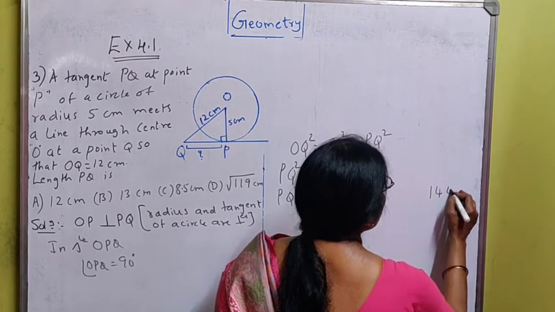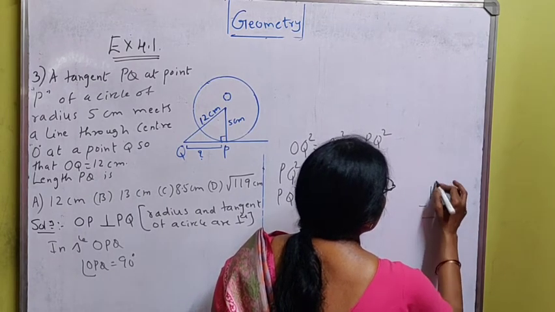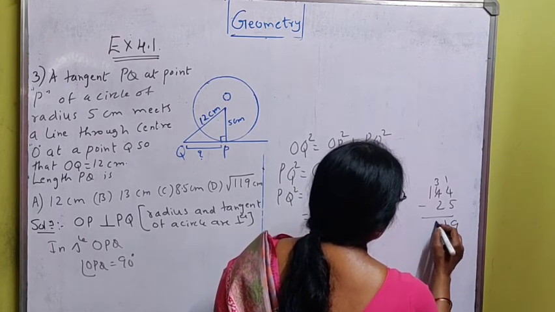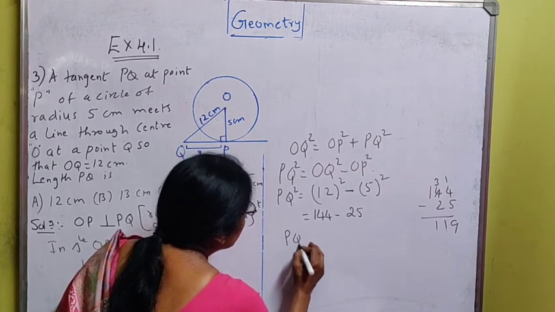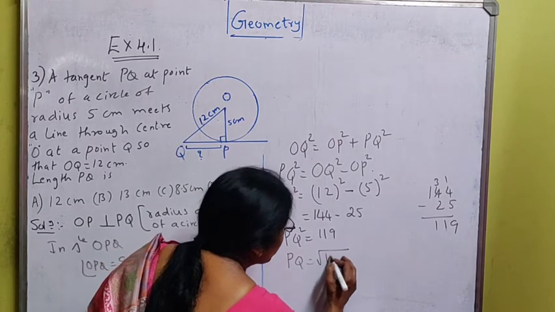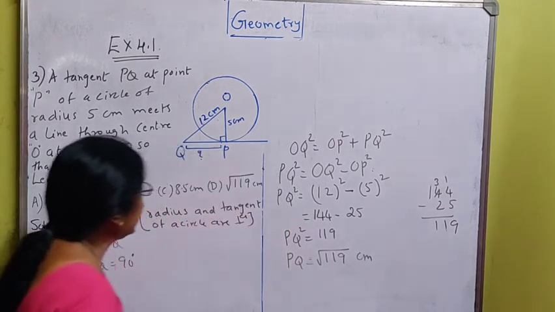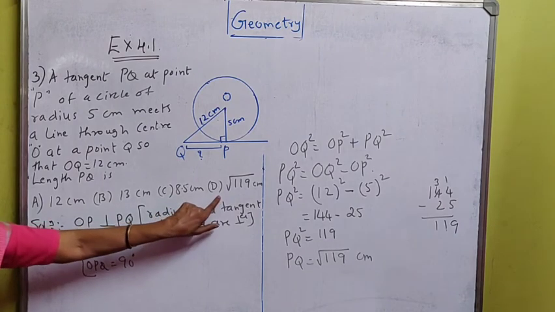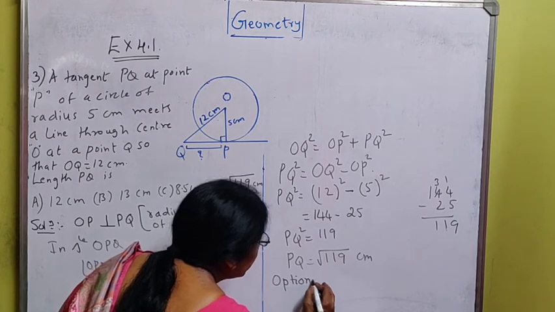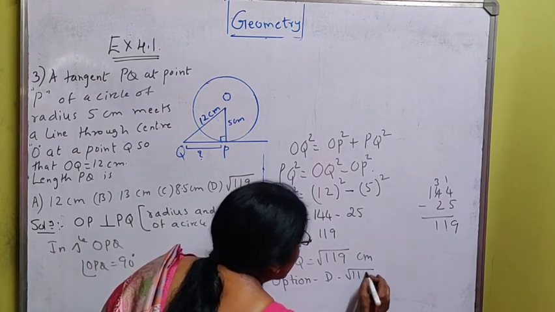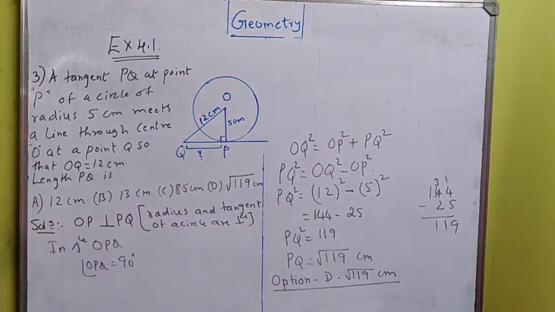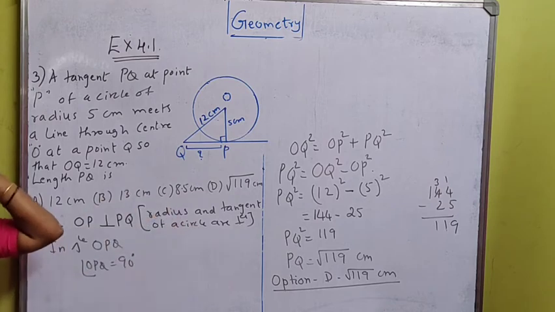So 144 minus 25: 14 minus 5 is 9, 3 minus 2 is 1, so we get 119. PQ square is equal to 119, so PQ is equal to root of 119 centimeter. Yes, the D option is the correct answer, option D, root 119 centimeter. This is your answer. Always remember, radius and tangent of a circle are perpendicular to each other.